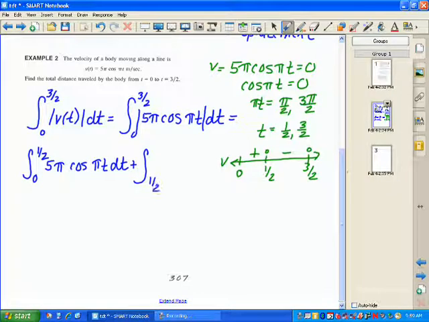From half to 3 halves, though, this is the part where that whole thing is negative. I'm going to negate it.